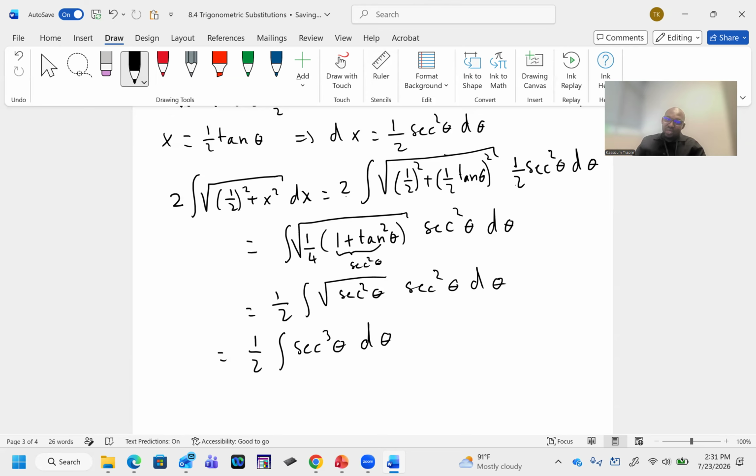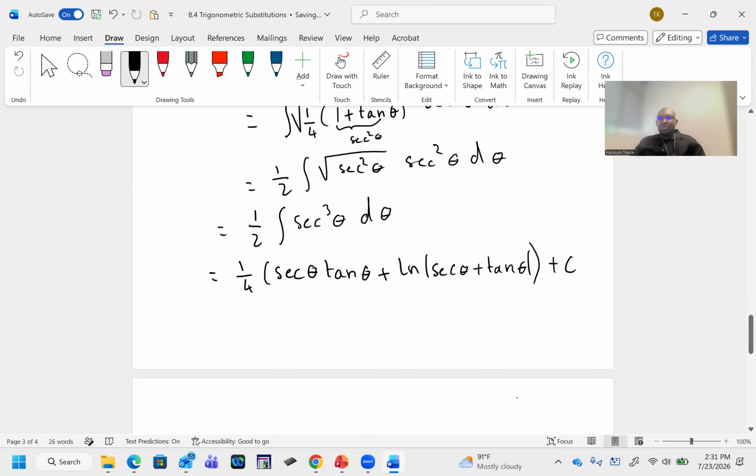By doing so, you will get 1 over 4 secant theta times tangent theta plus ln of absolute value of secant theta plus tangent theta, close the parenthesis, plus c. That's what you will get.